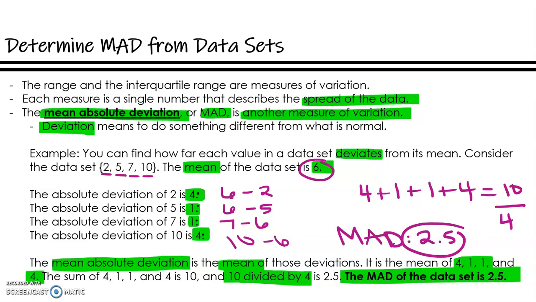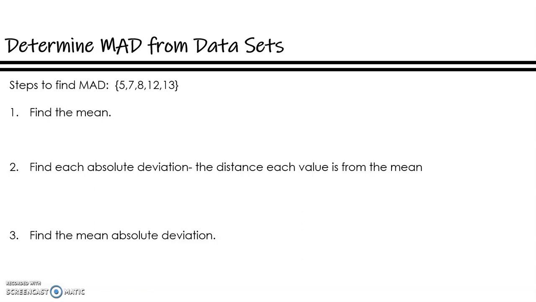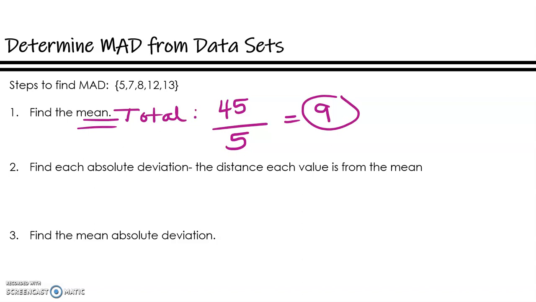So to make it a little simpler, let's look at this next slide to show you some steps. Step 1, find the mean of your data. So we're going to get our total of our numbers at the top. I'm going to do that on the side to save some space. 5 plus 7 plus 8 plus 12 plus 13 is a total of 45. And 1, 2, 3, 4, 5 numbers. My mean is 9.